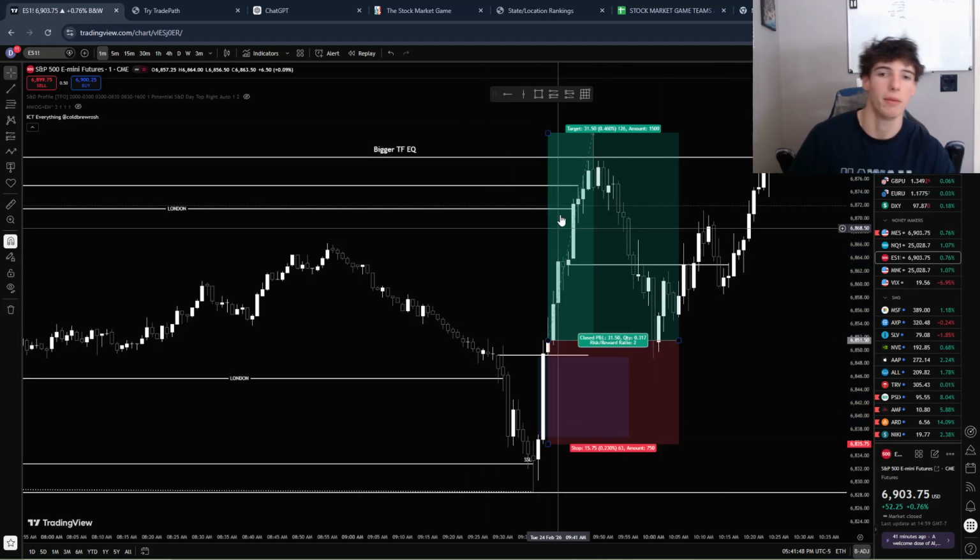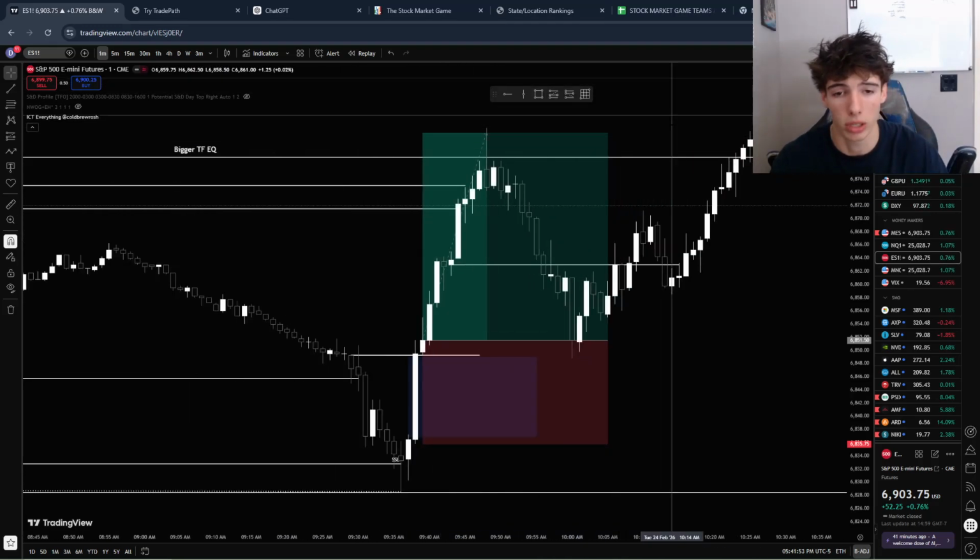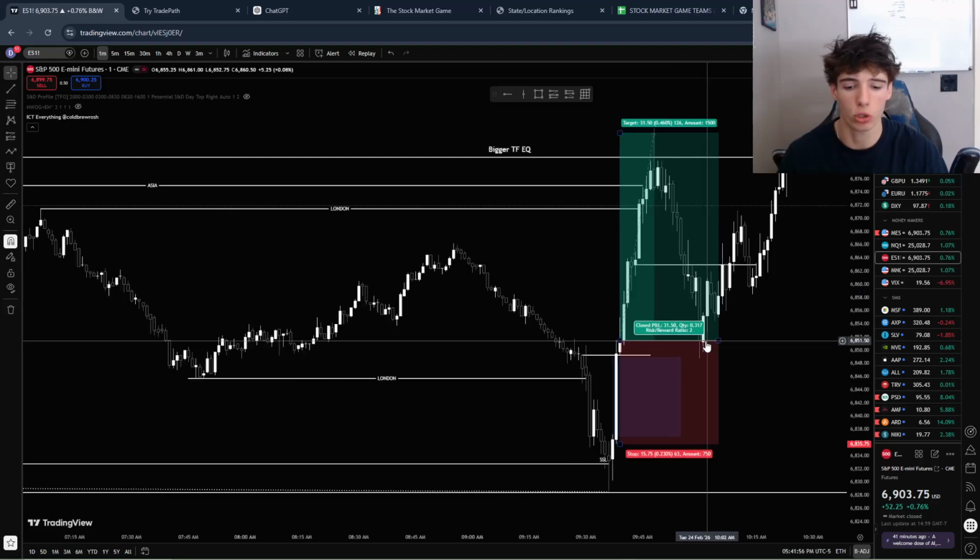get bangers all the time just by leaving a little bit extra. This was bigger time frame equilibrium up here. This ends up playing really sweet. And yeah, so pretty much a very simple trade.